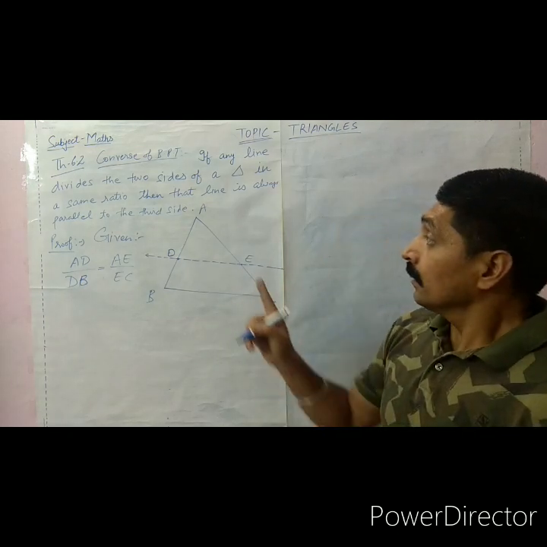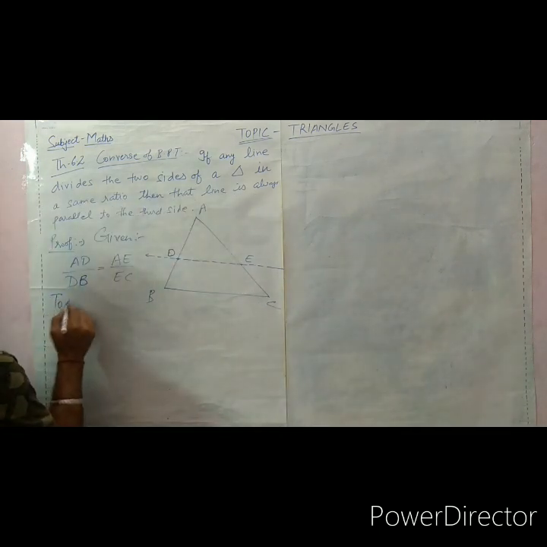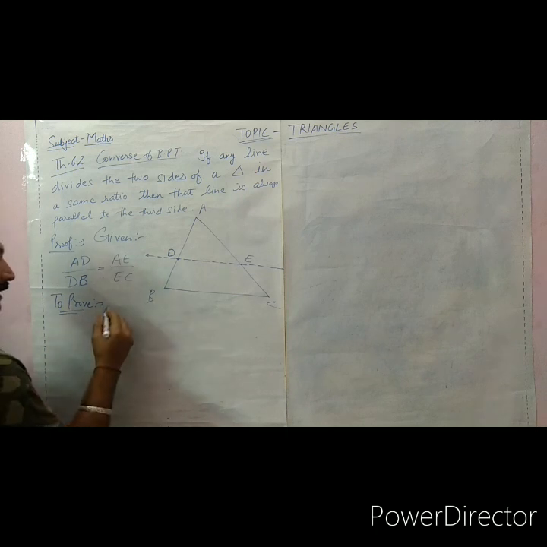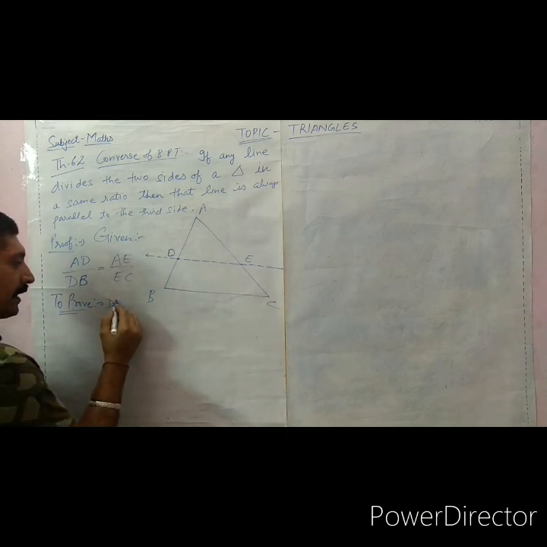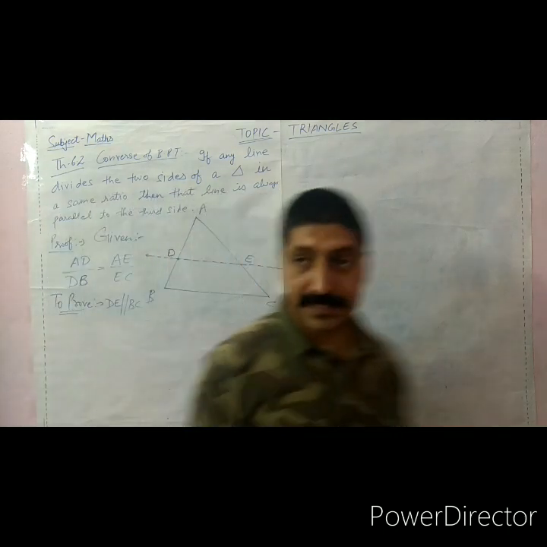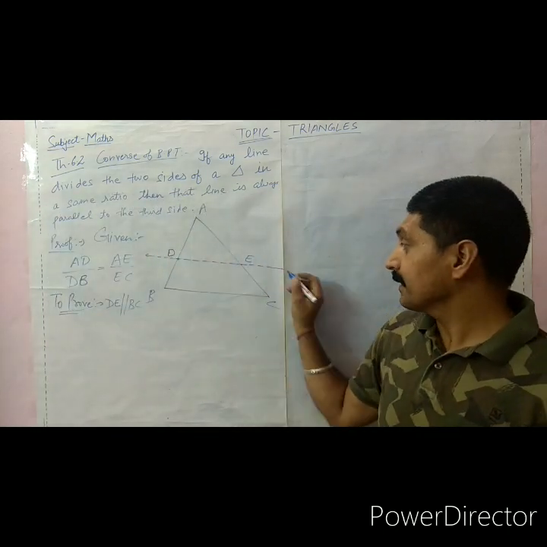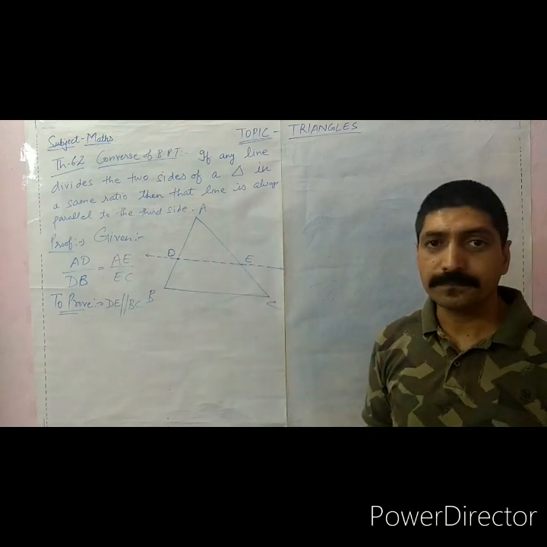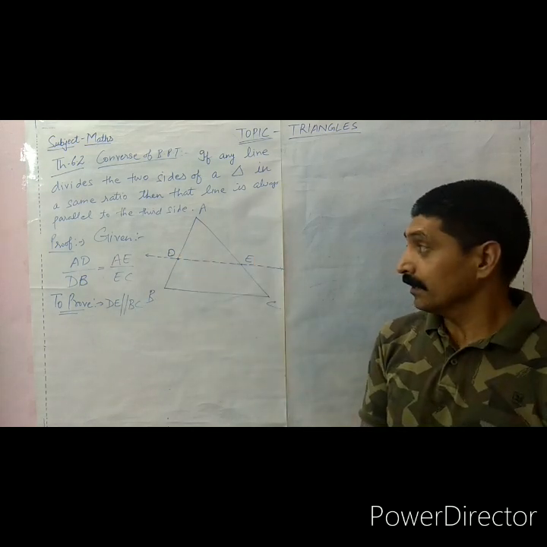Now we want to prove here that DE is parallel to BC. This line DE is always parallel to BC. So how to prove it?